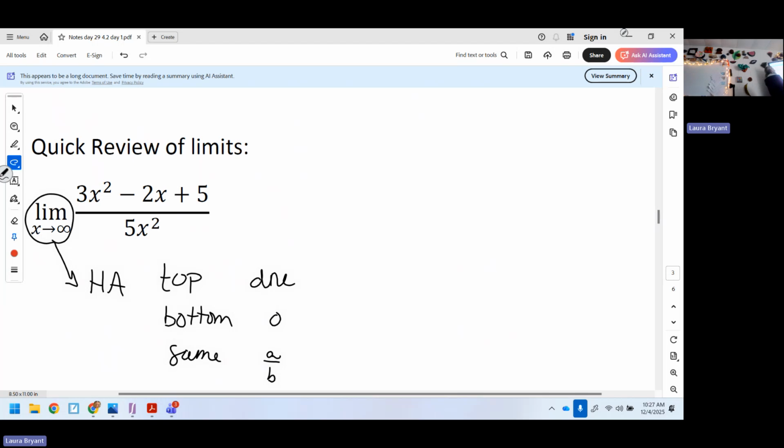And you are exactly correct. It is the same because that's the x squared and x squared. Those are the same. So you do your lead coefficients and this answer would be 3/5. Now, a few things to notice. You do not have to worry about anything besides the lead coefficient. So you don't have to worry about the minus 2x and plus 5. That doesn't matter. You just look at the biggest power of x.